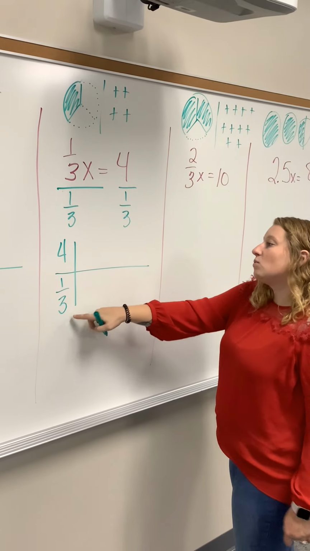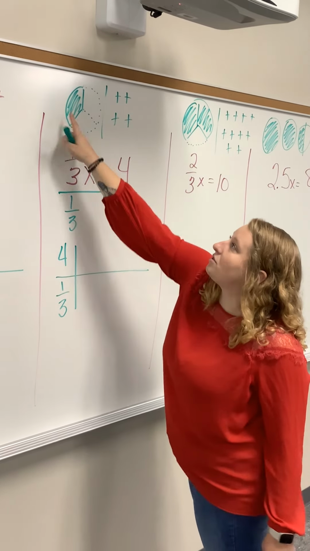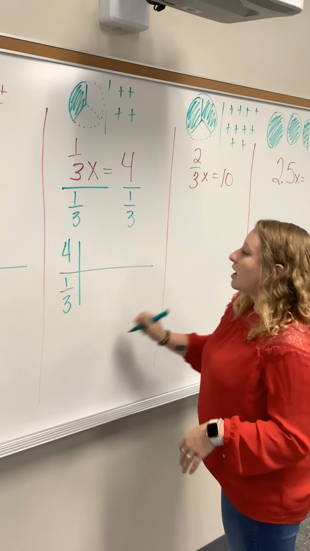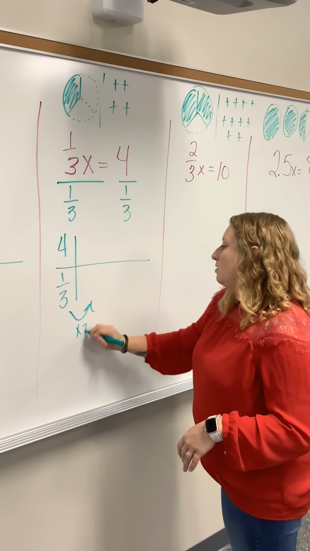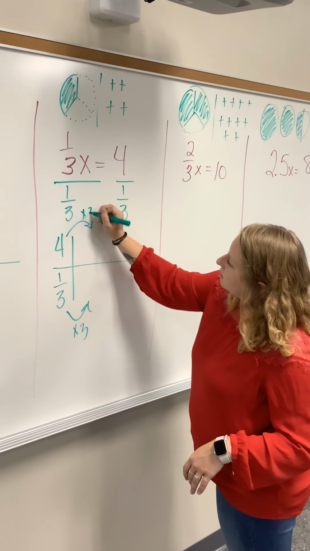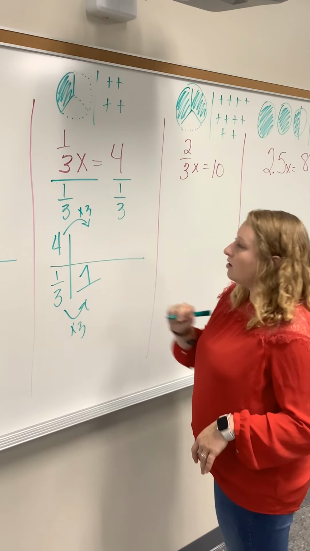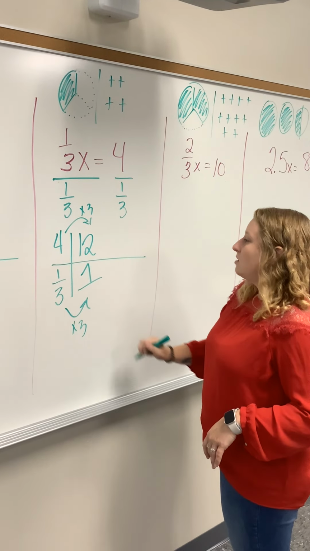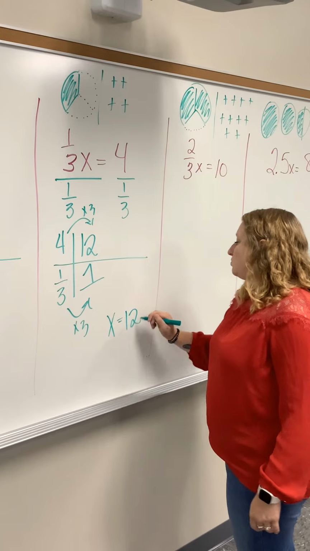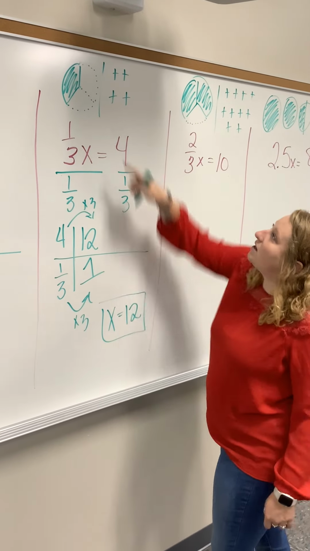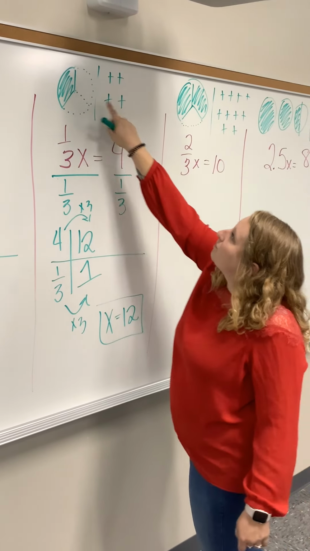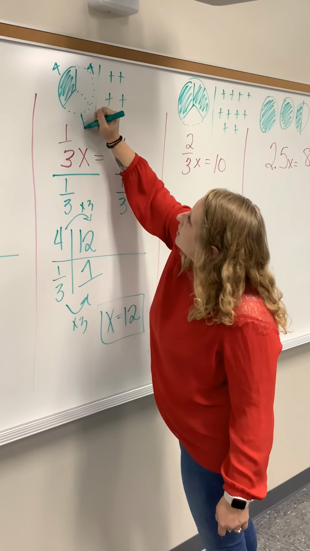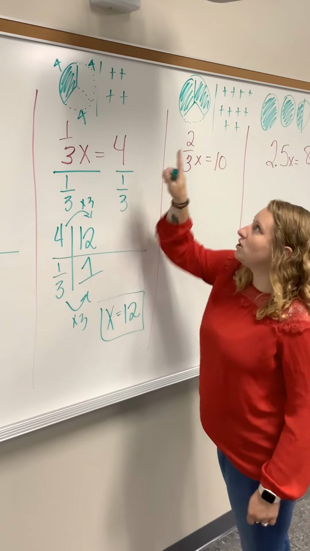4 divided into the 1/3, well, I don't want just 1/3 of this x value. I want the whole unknown. So what I can actually do is I can scale up, and 3 groups of 1/3 gives me 1 whole value of x, and 3 groups of 4 gives me 12. So my unknown value of x is equal to 12, which if we connect back to our model, is easy to see, because if each 1/3 of the x is 4, it takes 3 groups of the 4 to make the whole x.